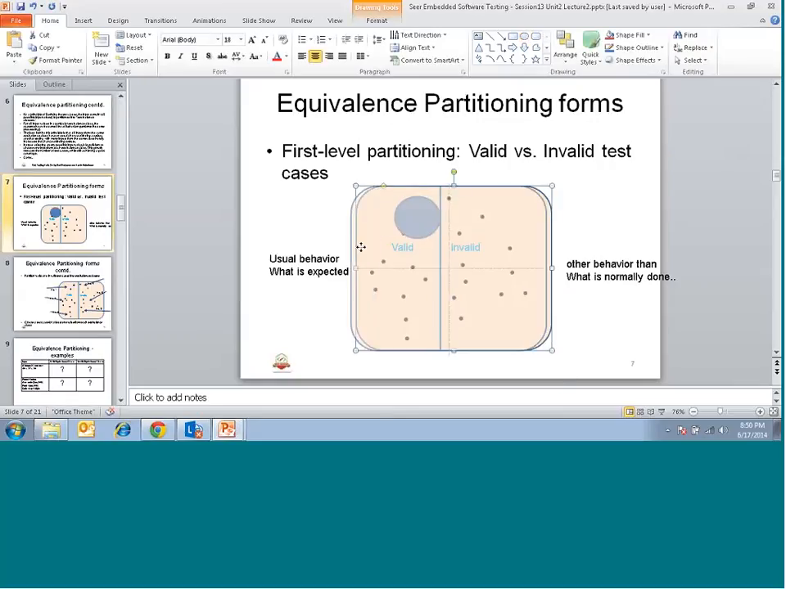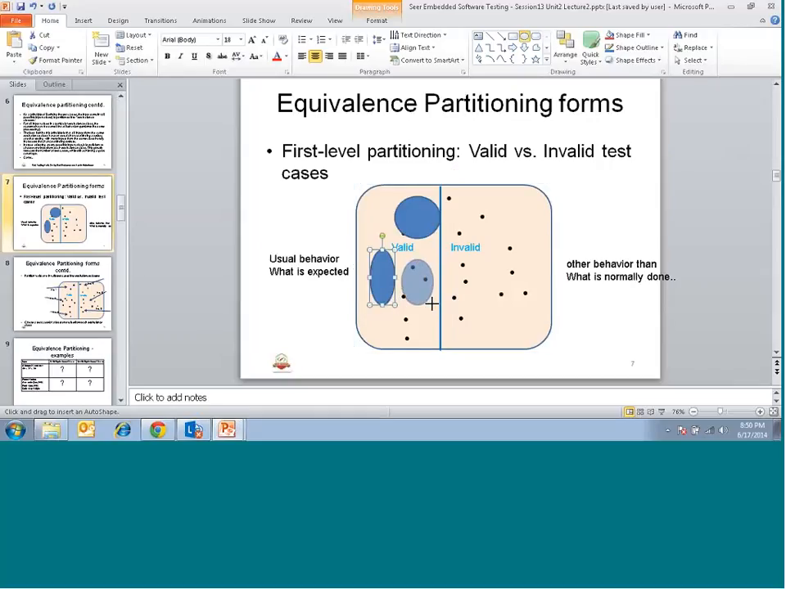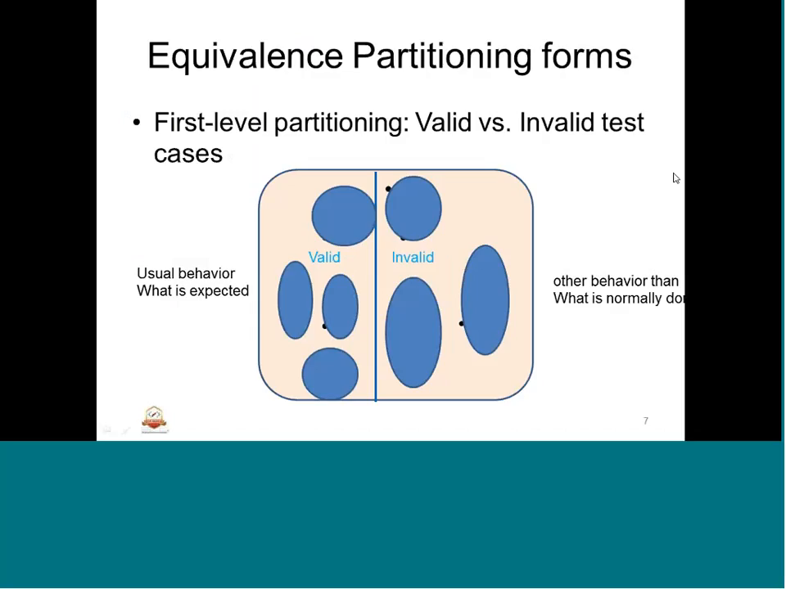Next could be this one. The next could be this one. So it has three test cases. So we have four valid equivalence classes. Similarly for invalid also, we are going to have something similar to this. We are having four invalid classes. We may have more actually, but because the behavior is the same, that is why equivalence comes into the picture. Equivalence has two things, one is valid, the other one is invalid. These are the primary first level of partitioning we do.